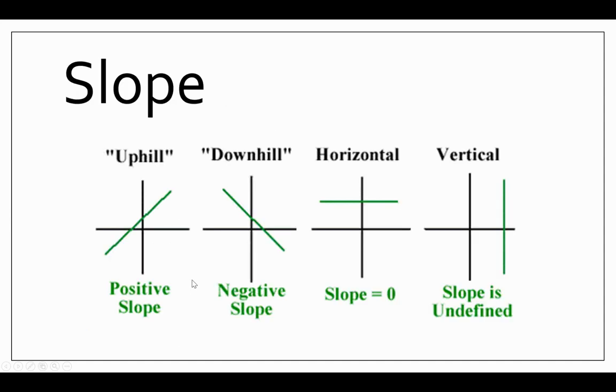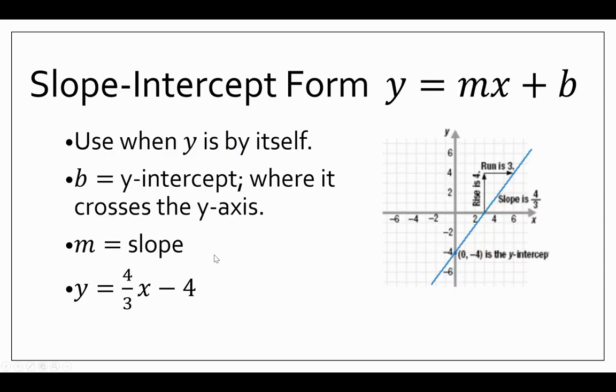As we look at slope, we have a couple ways to describe slope. It can be either an uphill or positive slope. It can be a downhill or a negative slope. We can have no slope. This is when slope equals 0. We have a horizontal line. And the last one there is when the line is vertical. We call this undefined. There is no slope, so it's undefined. Let's continue.